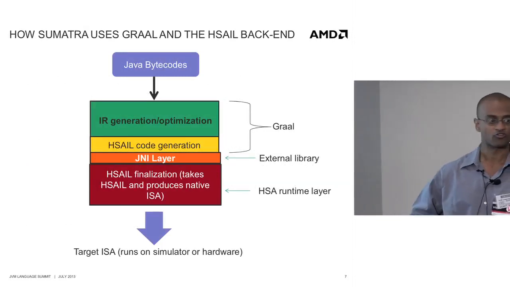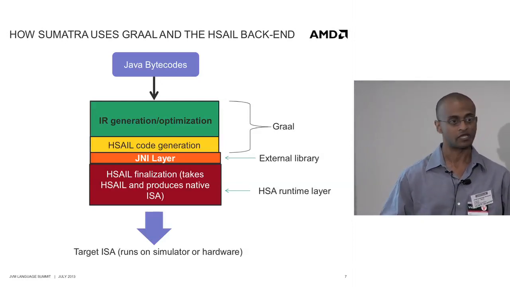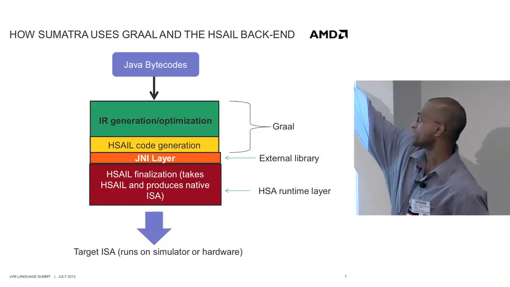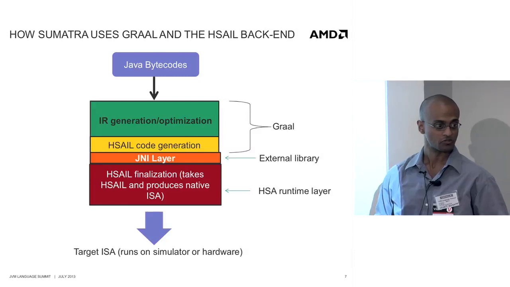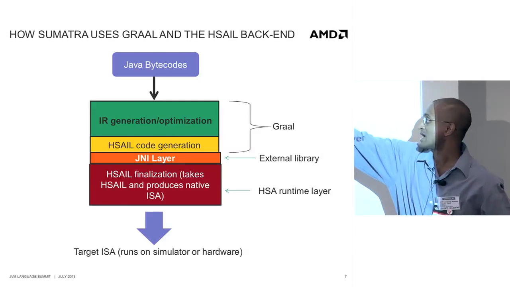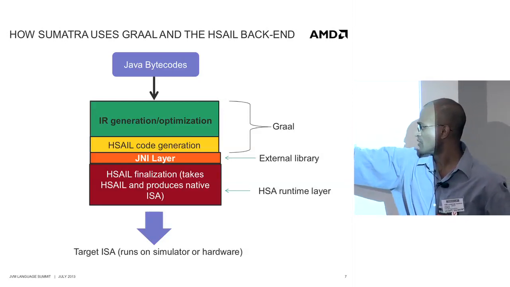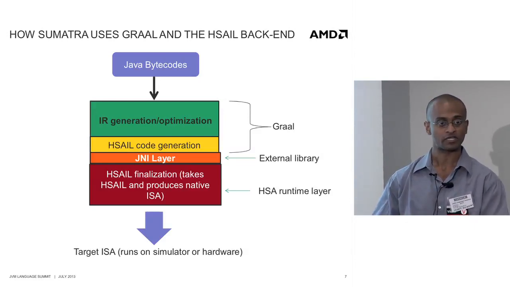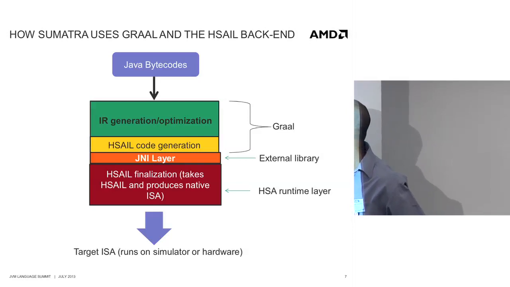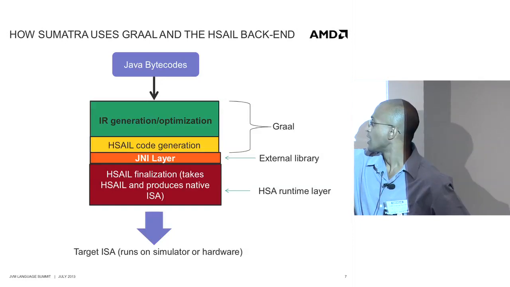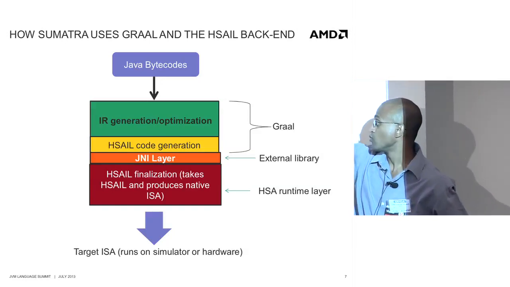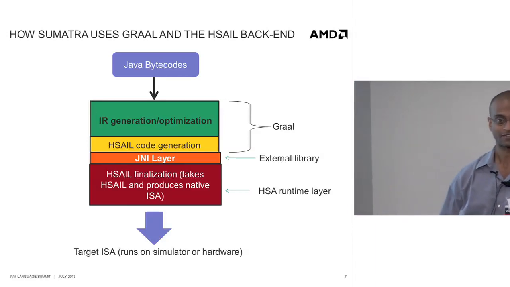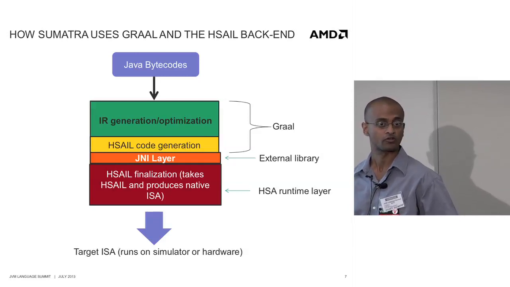And now we get into where Graal fits into the picture, and how Graal works with the runtime stack in the overall execution of a Java program. What we have on this slide is the overall workflow that a Java program passes through. You start with the bytecodes, and we feed that as input into Graal, and Graal has its intermediate representations. It performs optimizations, and then the backend generates the HSAIL code. And then at the bottom, we have a runtime layer. This is part of the HSA runtime stack, which takes the HSAIL code and translates that into the actual GPU ISA target. And because Graal is in Java and this is running on the native hardware, we have a JNI layer that connects Graal with the runtime stack. And then finally, the target ISA can be run either on a simulator or on hardware. We're currently testing on both. We have internal hardware that we're working with, in addition to using a simulator.